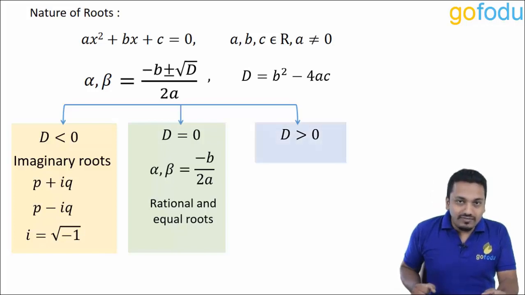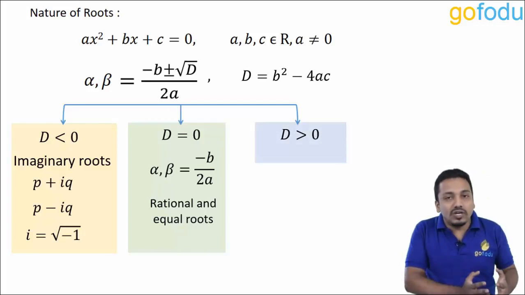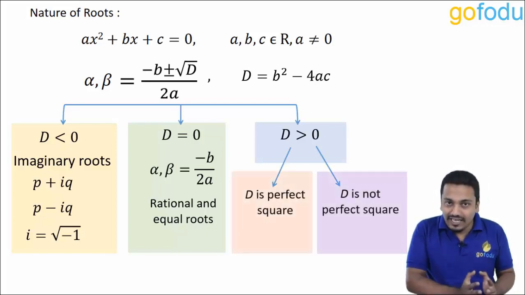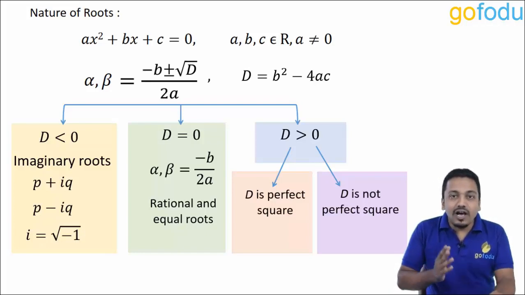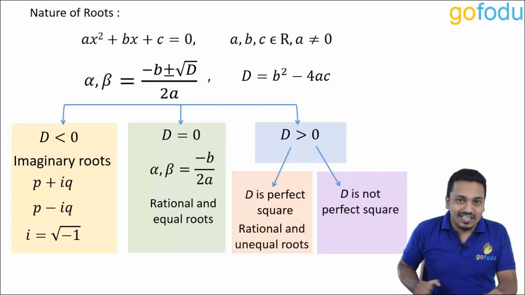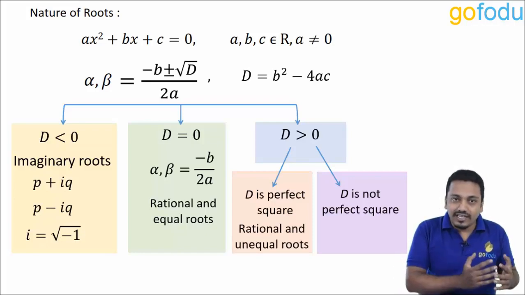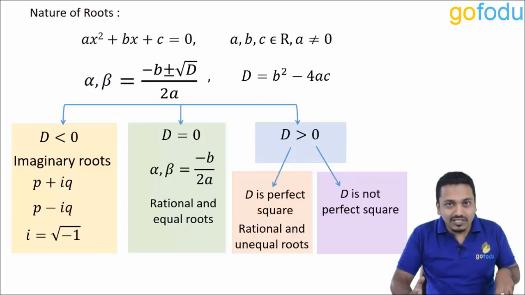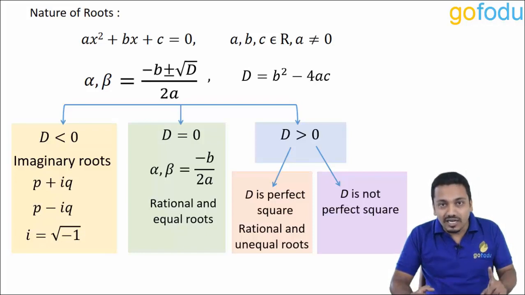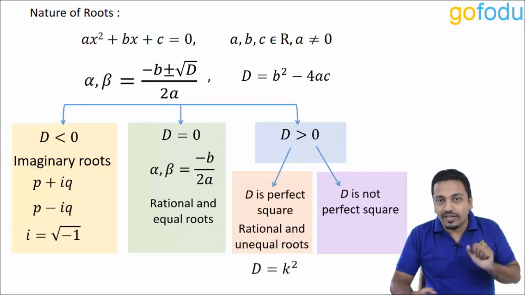If D is positive, we get two distinct roots, but we can still make two categories out of it. If D is a perfect square, root D will be an integer, and the values of alpha and beta will be rational. This is important. If a question says that a certain quadratic equation has rational and unequal roots, then the first thing that should come to your mind is that the discriminant will be of the form k square. D would be a perfect square.